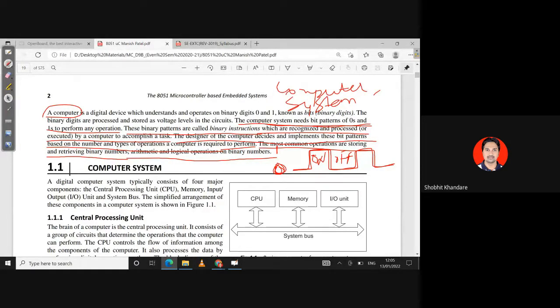Okay, now before I wind up, it's 12:05 now. Before I wind up, let's see what is the computer system. Okay, what is the computer system?